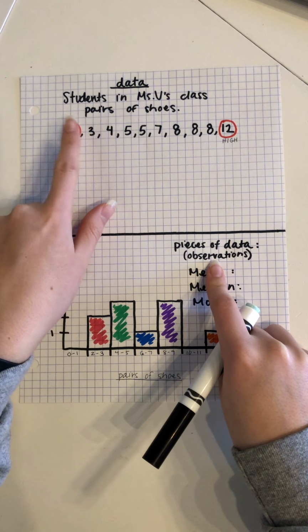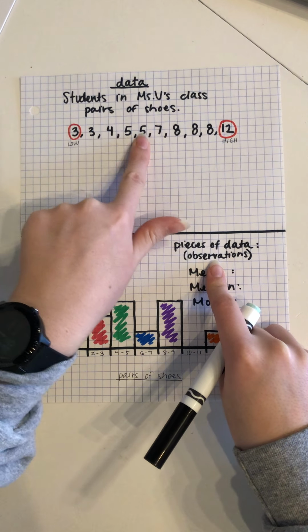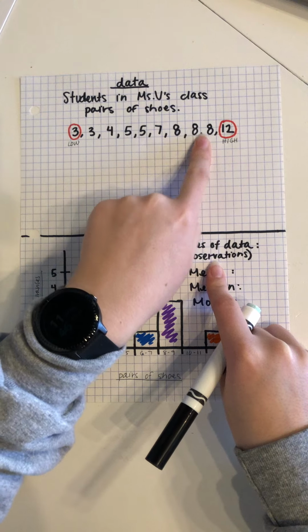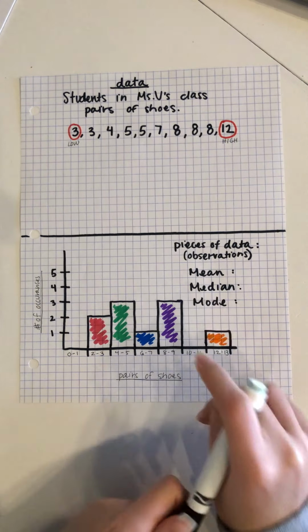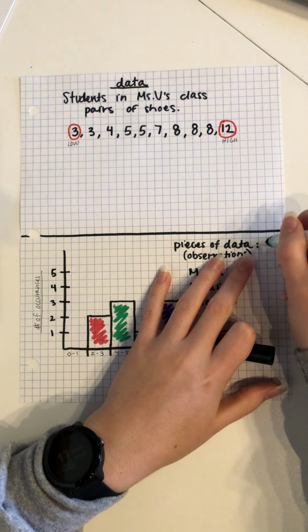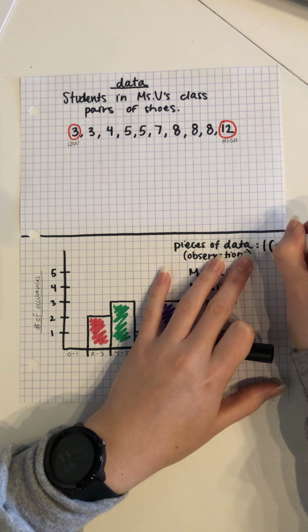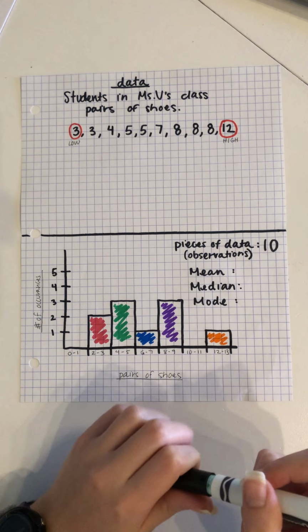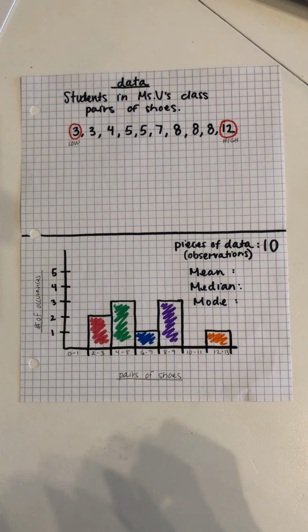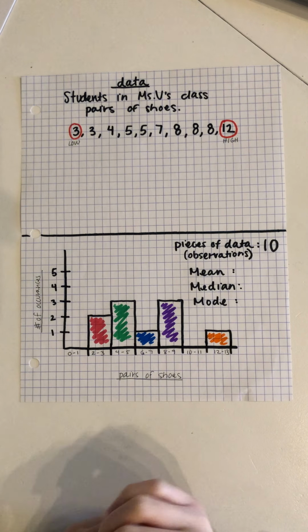So I have 1, 2, 3, 4, 5, 6, 7, 8, 9, 10. 10 pieces of data. So I'm going to note this because you guys are also going to have to note this. Now, as you can see, I already created our histogram graph at the bottom.